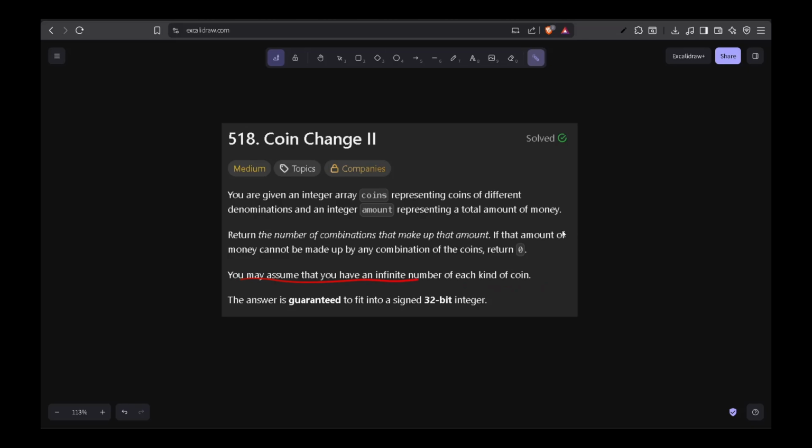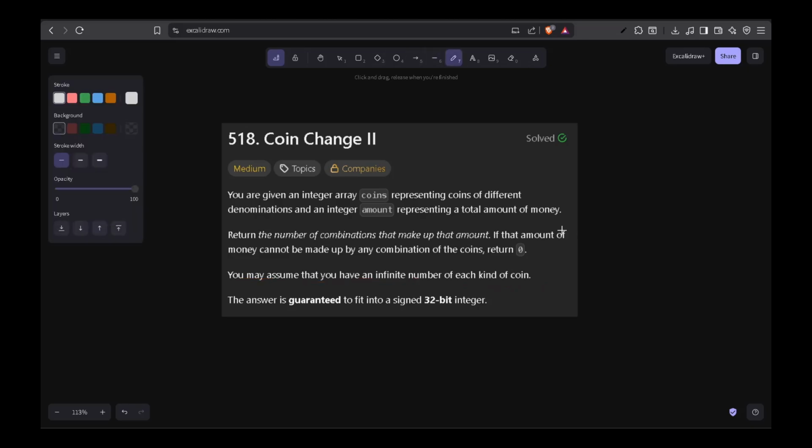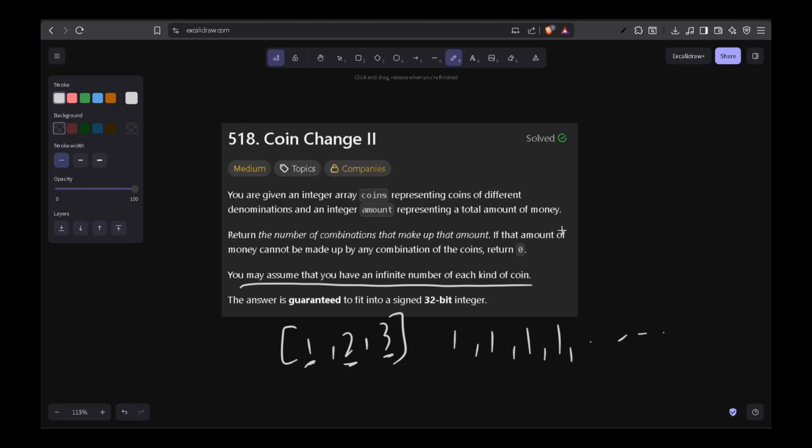This line means, say, the array we are given is 1, 2, 3. This means that we have a coin of 1, coin of 2, and coin of 3, right? Coin of value 1, 2, and 3. This line means that each coin is available in an infinite number. That means we have 1, 1, 1, 1, 1 to infinity, that much amount of one value coin, and that is true for each of the other denominations as well, right?